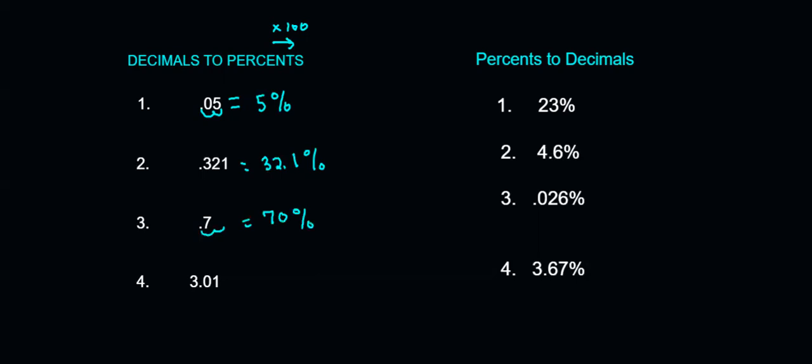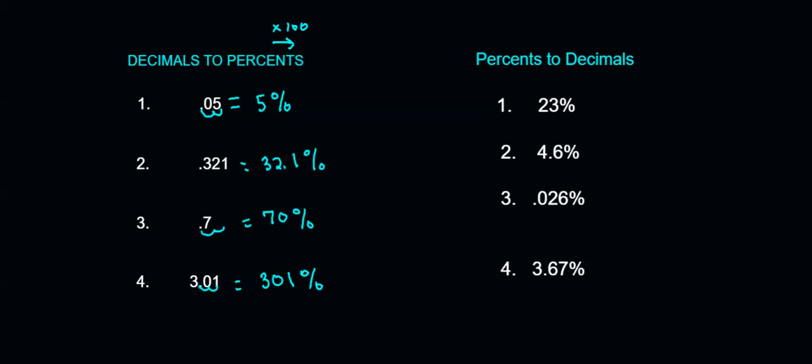And then finally, the last one, if we want to make that into a percent, again, we just move the decimal two places to the right. 1, 2. So 301%. So decimals to percent, move your decimal two places to the right. It's the same thing as multiplying by 100.